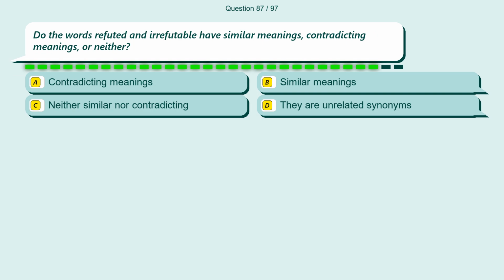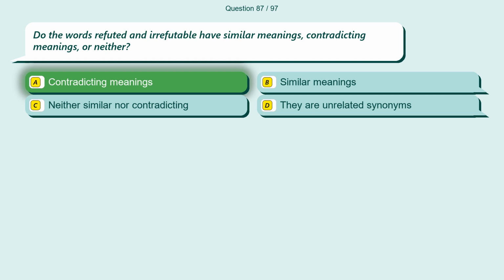Question 87. Do the words refuted and irrefutable have similar meanings, contradicting meanings, or neither? Option A, contradicting meanings. Option B, similar meanings. Option C, neither similar nor contradicting. Option D, they are unrelated synonyms.